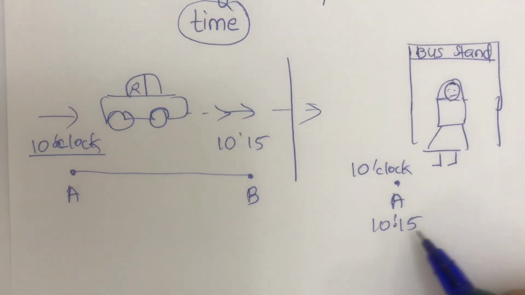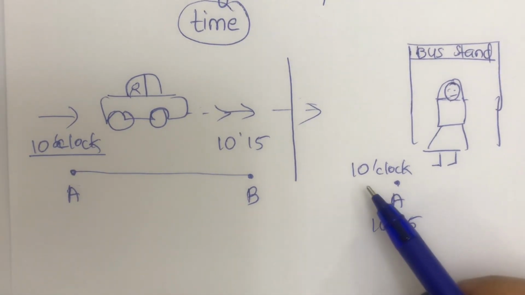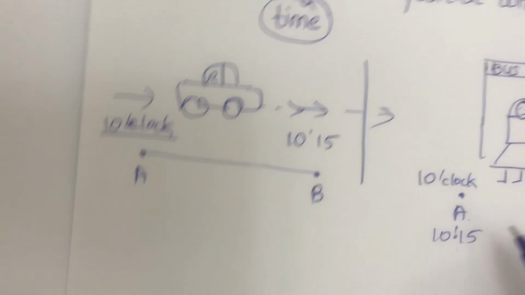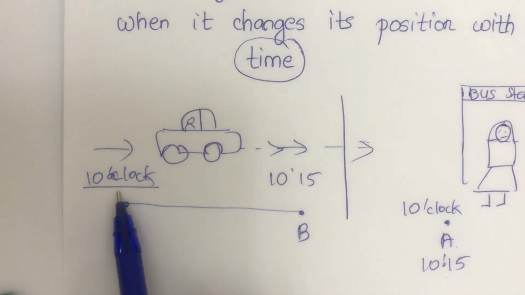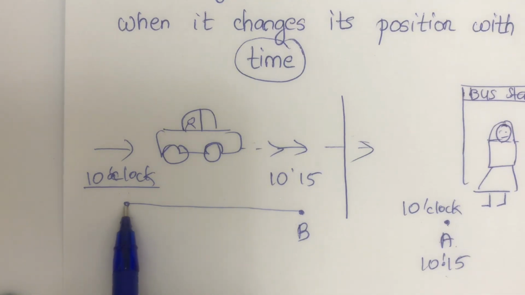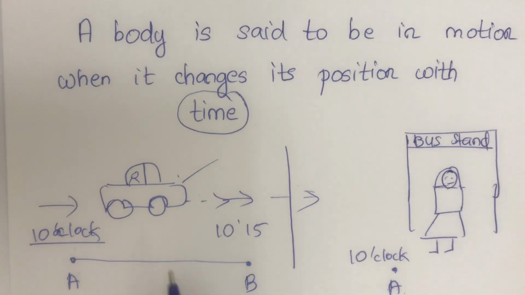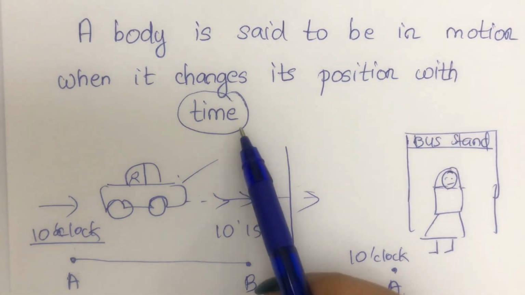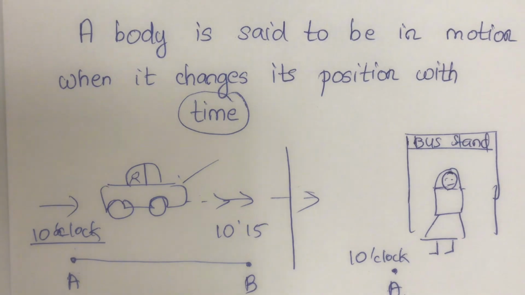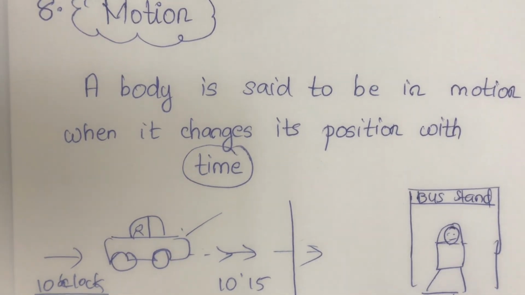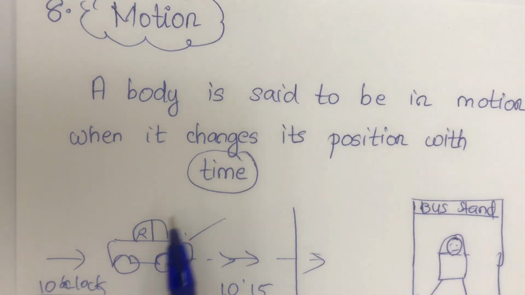You know that Usha is not moving, because when time changed from 10 to 10:15, Usha is still at position A. And here what happened? When time changed from 10 to 10:15, you moved from A to B. So who is moving here? So you are moving. Why? A body, you have moved from position A to B with time. Okay, you have changed your position with time. So that is why time is also very important when you define a motion. So motion is what? A body is said to be in motion when it changes its position with time.